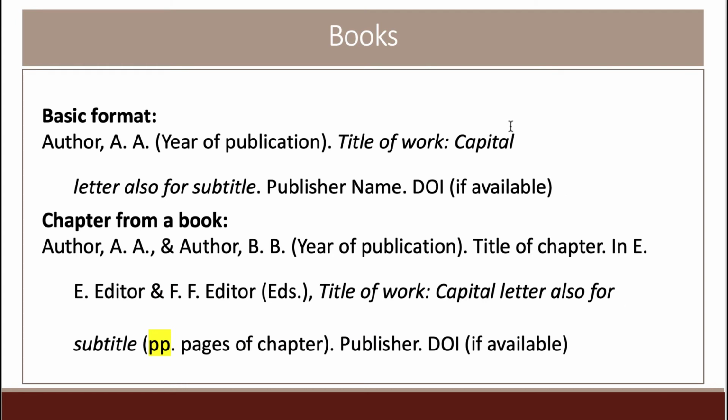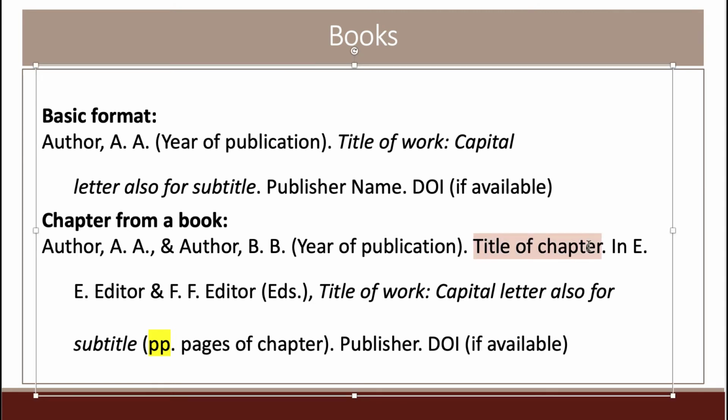I have listed the basic format of an entire book citation above, but what I'd like to focus on now is actually the elements of a citation from a chapter from a book. In this case, the author's last name and first initials are listed. You have the year of publication. Then you have the title of the chapter. That's in sentence case. There are no quotation marks or italics in APA style.